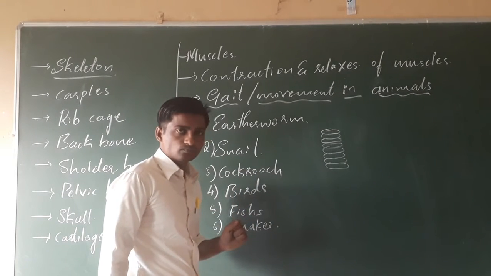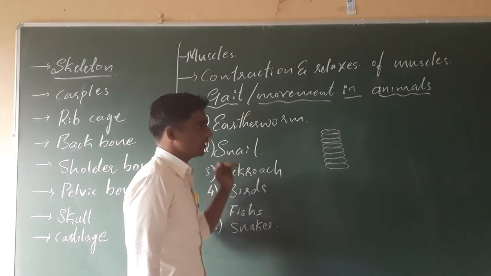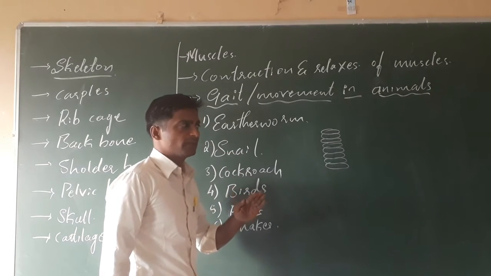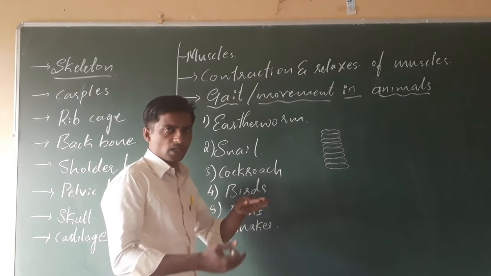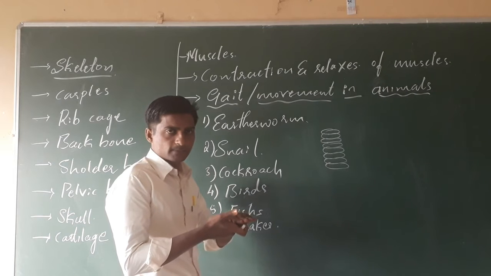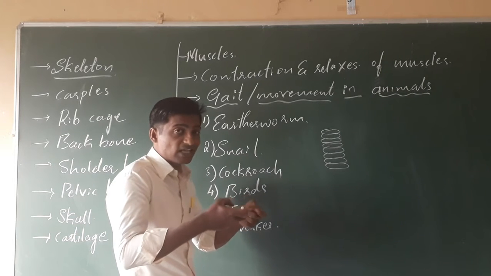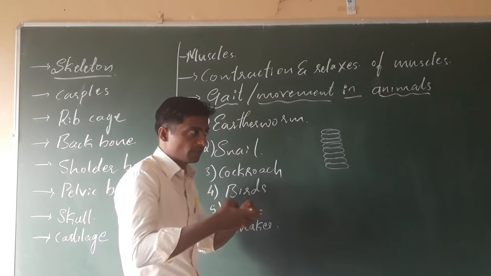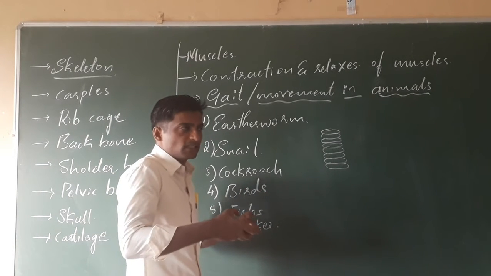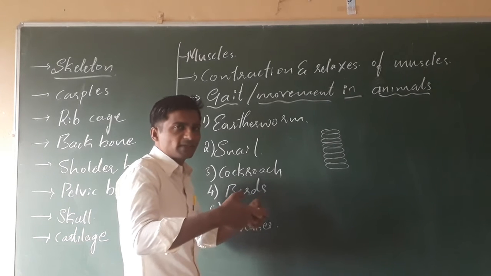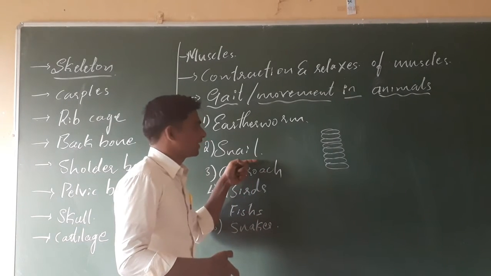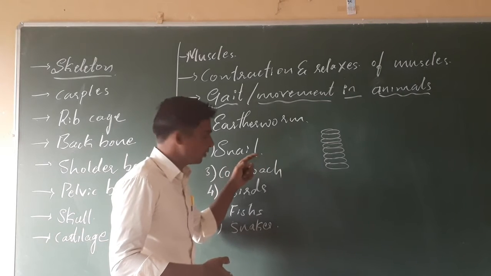Then next, see here, in the case of the snail, when we see the ventral side, it is ovoid, having a ridge-like appearance. The muscles have ridges. With the help of these ridges, the muscle shows slow movements. Yes, with the help of ridges, the snail shows movement.